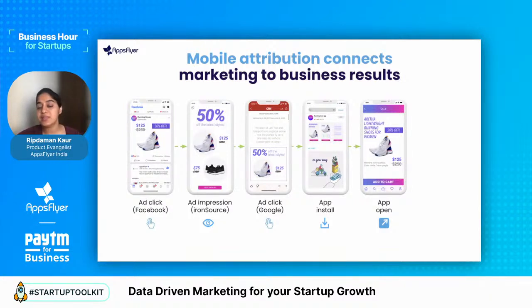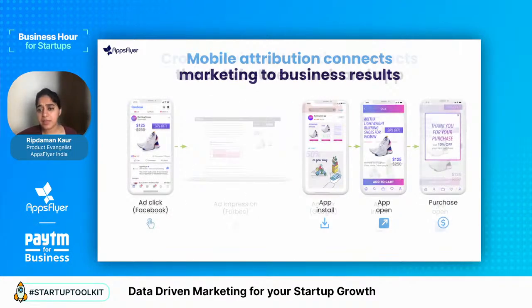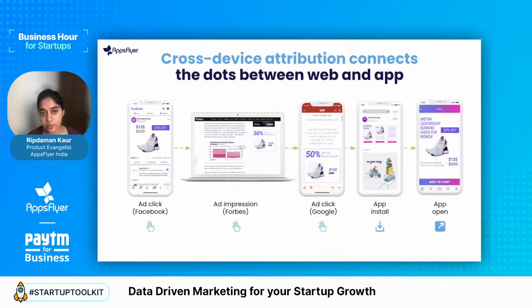So you get to see this entire data on AppsFlyer, on an MMP: how many assists happened, what exactly the journey of the install was, which of my media campaigns assisted in the install, and which campaign actually took away the credit for the install. So these are some of the challenges which a mobile attribution platform will help you resolve. And not only this, but it also helps with cross-device attribution because it is connecting the dots between your web and app as well.